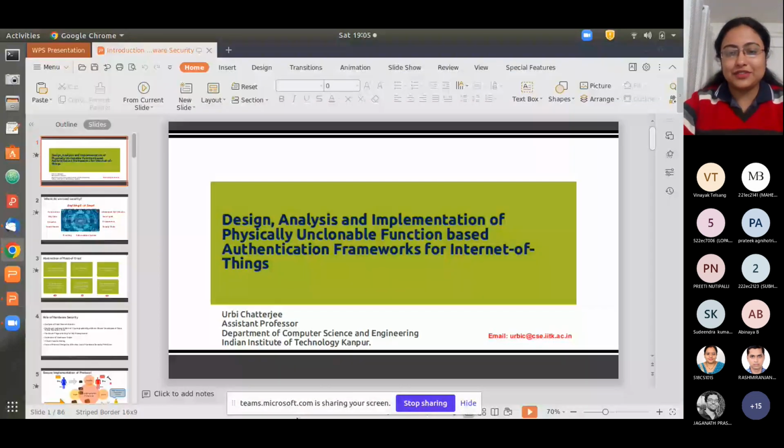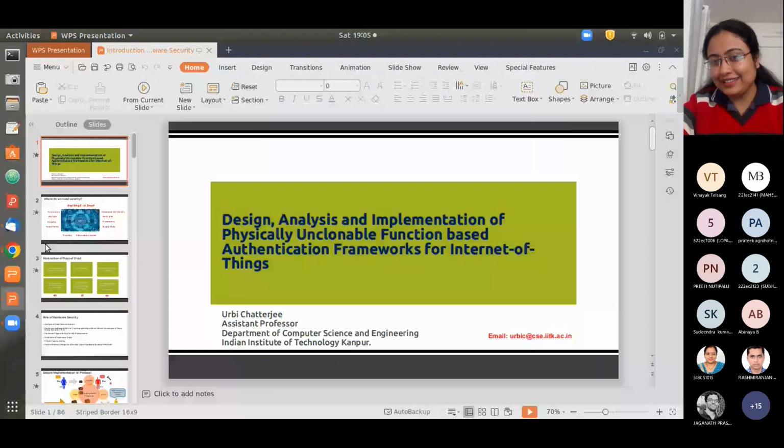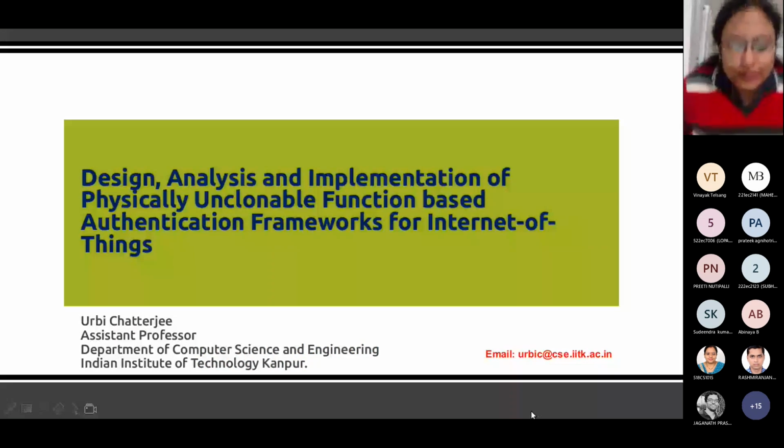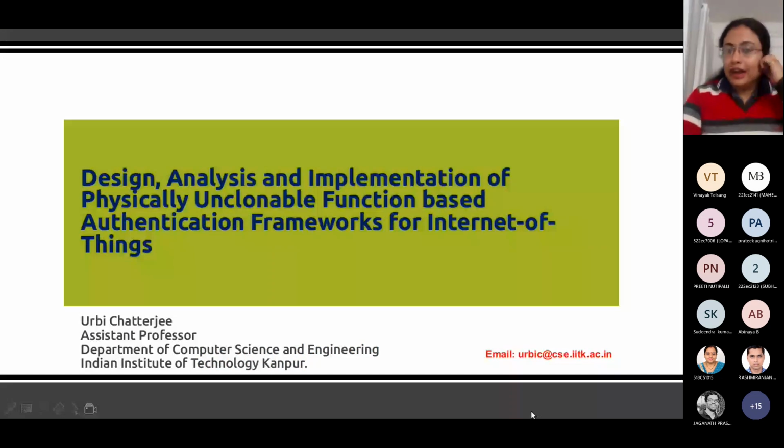Can you see my screen? Yes, madam, it's clearly seen. No issues. Okay, then I think we can start.